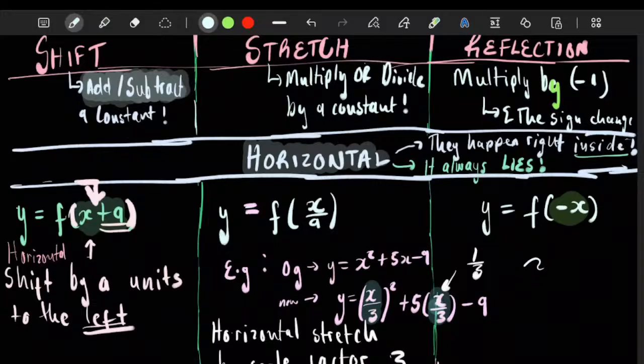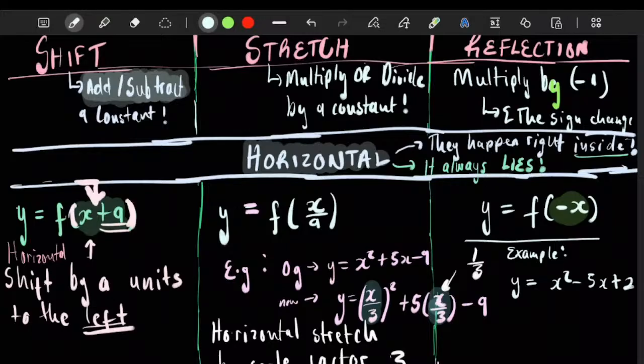So for example, if the original function was y equal to maybe x squared minus 5x plus 2, if you now have something which goes like this, y is equal to negative of x squared, then we say here minus 5x could become plus 5x. Then we could have it plus 2 here. Wherever there is x, we are changing.